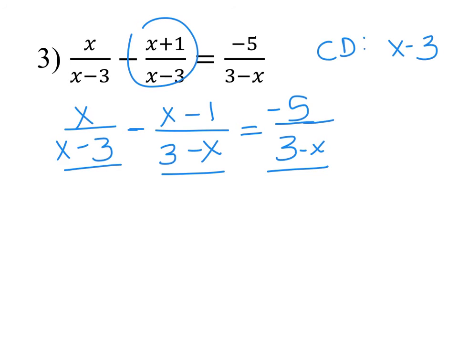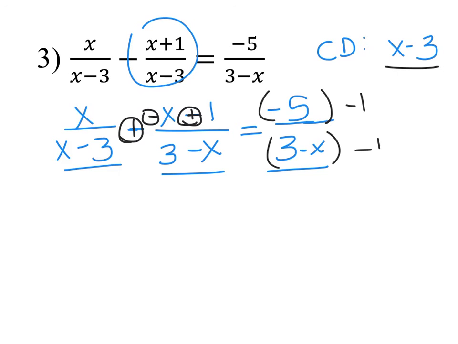Okay, so they're all fractions. I like to keep change. So I'm going to do this. Keep this the same, change this to addition, and change the sign of everything in the top. Okay, so now if I want to make x minus 3 my denominator, I have to multiply the top and the bottom of this one by negative 1, and the top and the bottom of this one by negative 1.